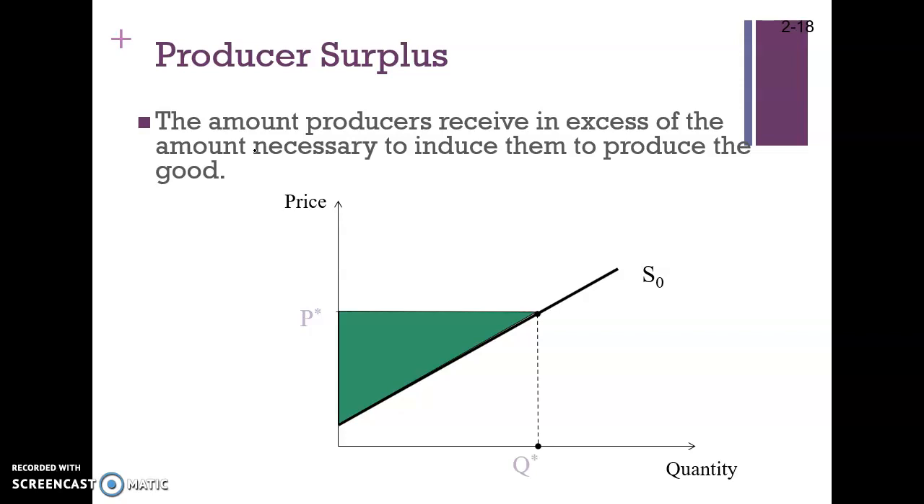The amount the producer receives in excess of the amount necessary to induce them to produce more. It means that this is your supply curve, and all the points on this supply curve represent the cost of production. As I am moving this yellow dot, you can see that all the points on this supply curve represent the cost of production, and the difference between the cost of production and the price represents your profit.